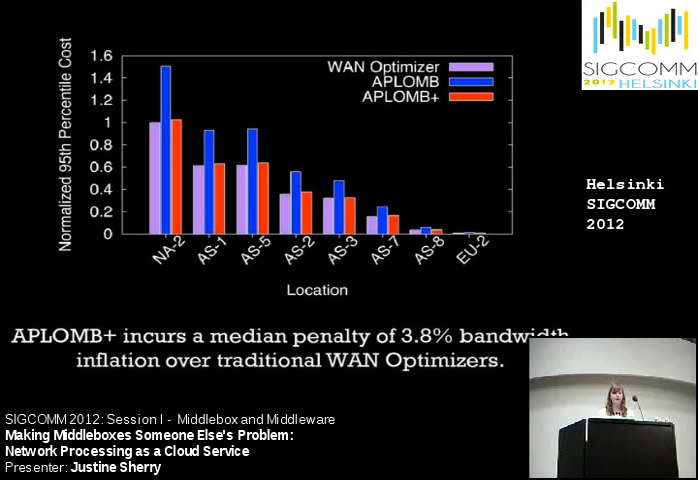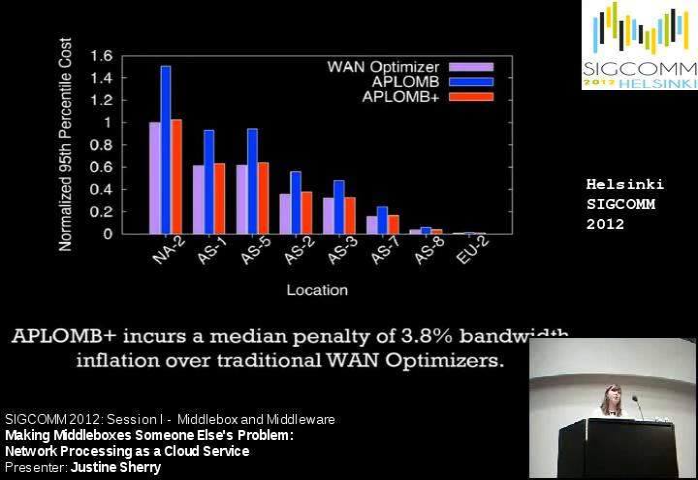Now, when we move over and look at the red bar, APLOMB Plus moves this back down, but there's still a slight performance penalty. So in the median case, moving from a WAN optimizer to APLOMB Plus had a penalty of 3.8% inflation. And in the worst case, it had an 8% inflation. So this is a moderate penalty for the intra-domain traffic. This is the traffic from one site to another.